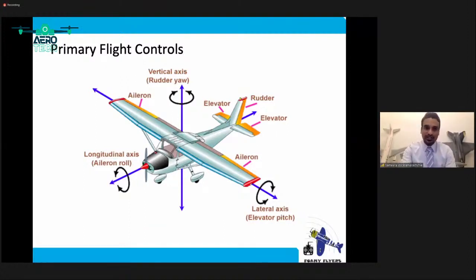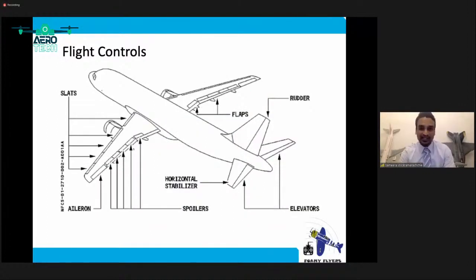Right, let's get to the next part of the RC aircraft. I've included a bit more detail on flight control surfaces. You can see the rudder, the elevators, the ailerons, but you also have the horizontal stabilizer, as I mentioned, and the vertical stabilizer as well. And there are also flaps and slats. Flaps and slats are basically a high lift device. What they do is increase the lift of that wing.